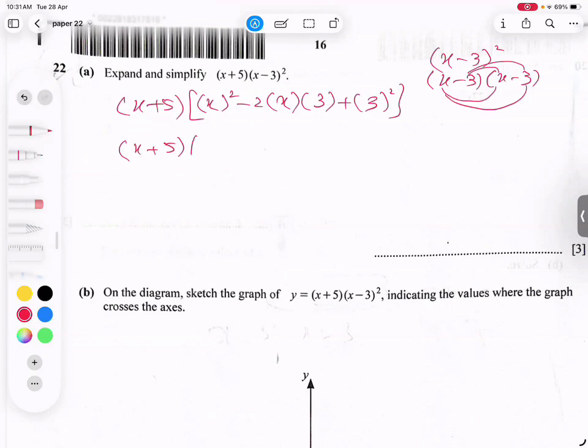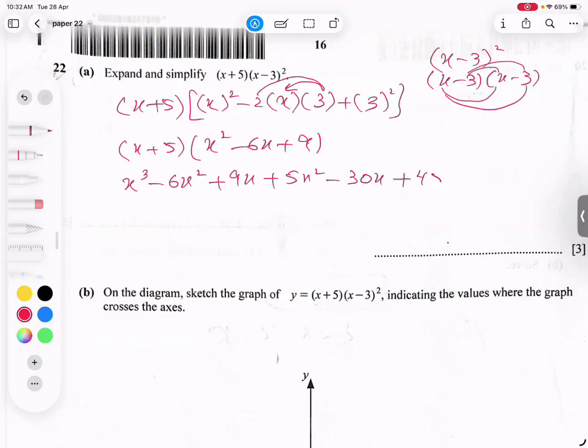And then I'll get here x square, 2 3s are 6 into x. I got 6x and 3 squared 9. Is the question done? Not at all. I'm going to multiply all first. This gives us x cubed, and this multiplication will give negative 6x squared, and this gives us 9x. Now 5 into this, I'm getting 5x squared, 5 into this minus 30x, and 5 into this 45.